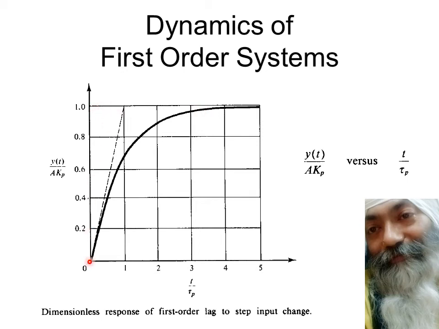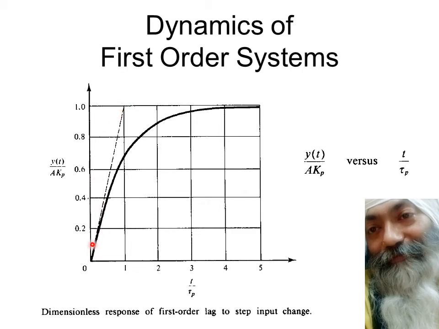And you see the slope. If you continue with the same slope as it was at t is equal to 0, it's going to reach the final value in 1 tau p. This is 1 tau p, this is 2 tau p, because t upon tau p is equal to 2. It means t is equal to 2 tau p. At 0 the value is 0. At 1 tau p, if you continue over here, it's going to reach the final value at 1 tau p.